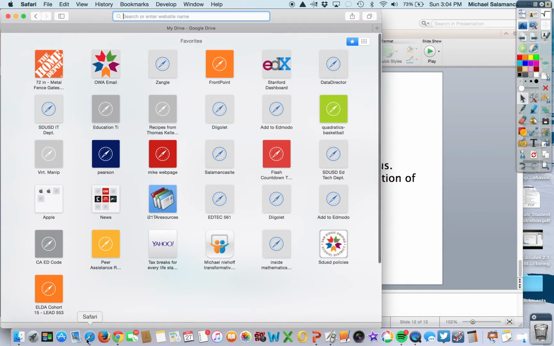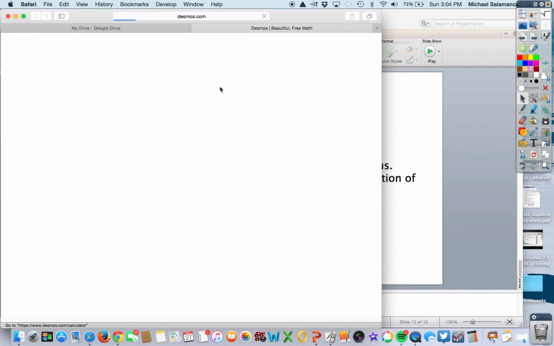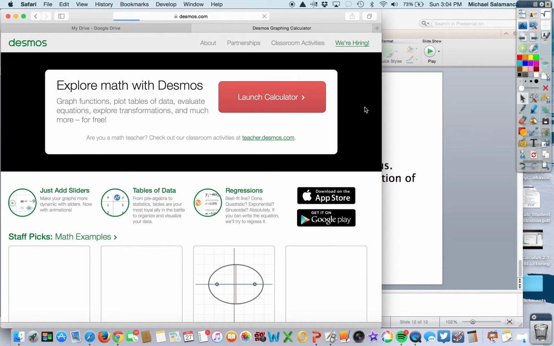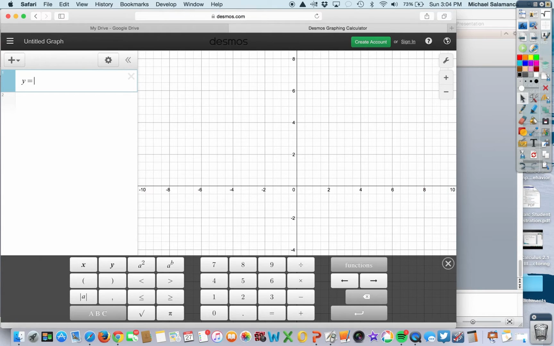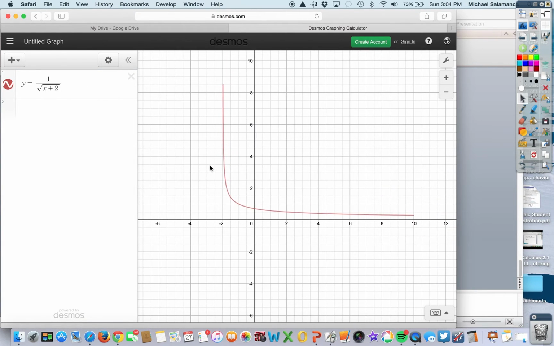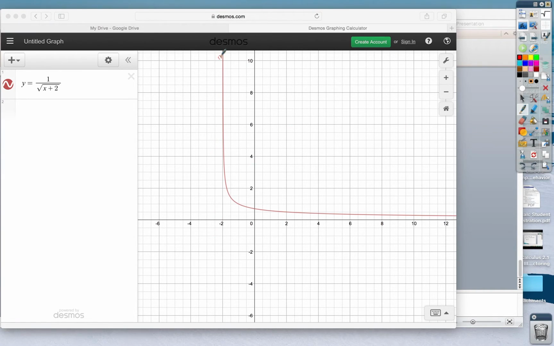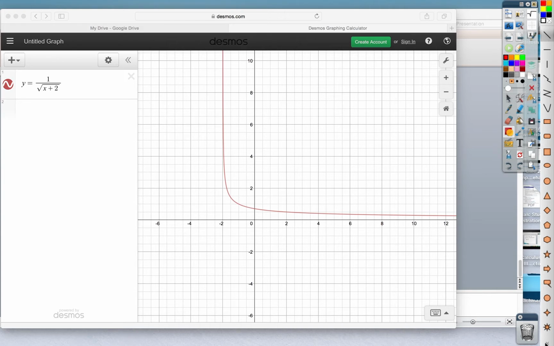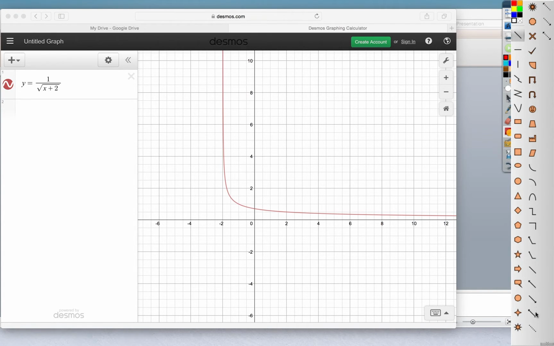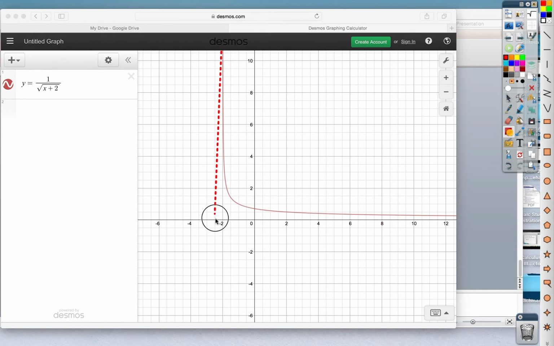And let's graph this really quick, just so you have a better idea. So y equals 1 divided by square root x plus 2. You'll see the following graph here. Now, as you can see, when we get to negative 2, this graph doesn't exist. It means we have an infinite discontinuity because we have a vertical asymptote at negative 2.